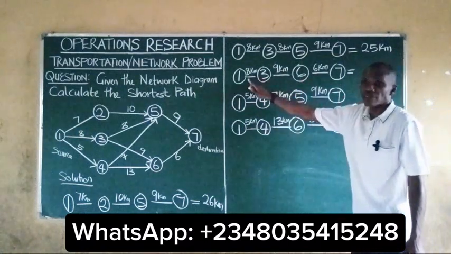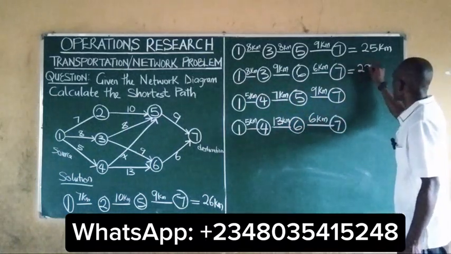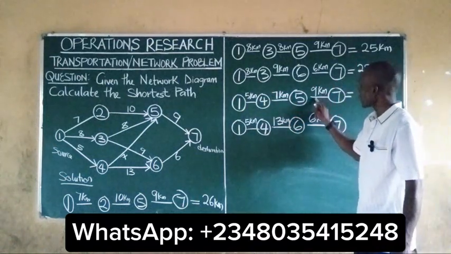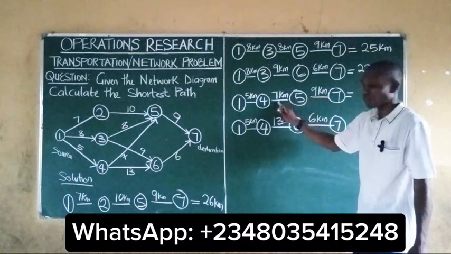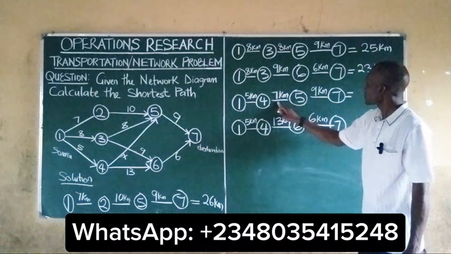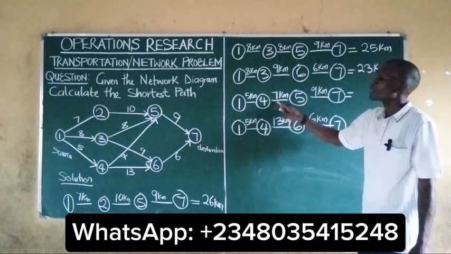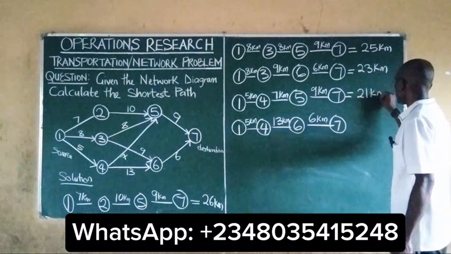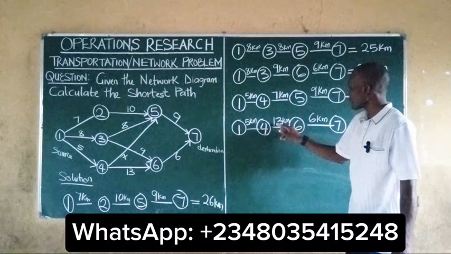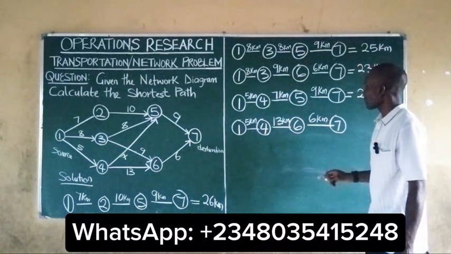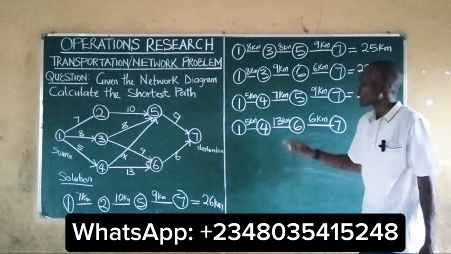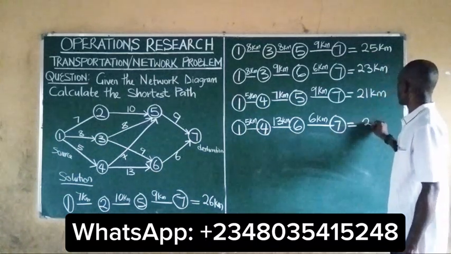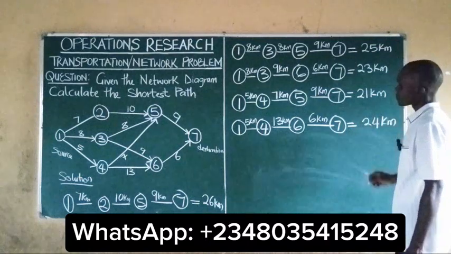15 plus 8 is 23 kilometers. Also, we have here 9 plus 7 is 16 kilometers. 16 kilometers plus 5 kilometers is 21 kilometers. Also, we have here 13 kilometers plus 6 kilometers is 19 kilometers. 19 kilometers plus 5 kilometers is 24 kilometers.